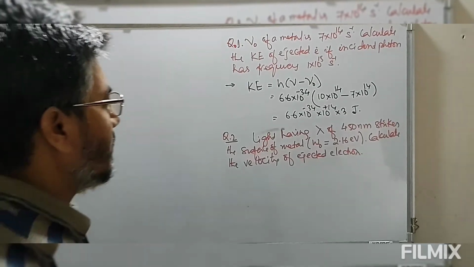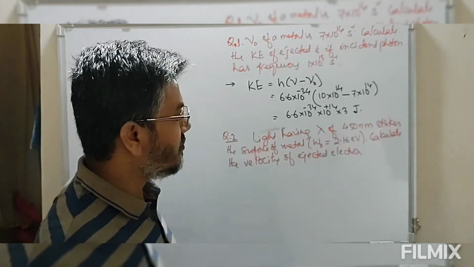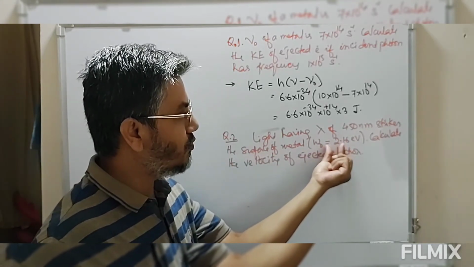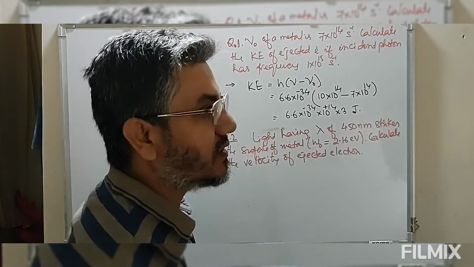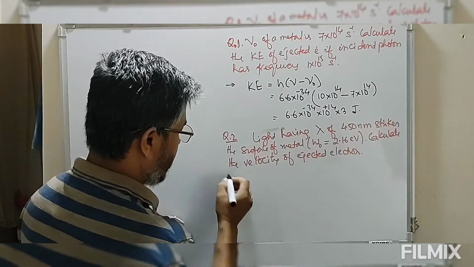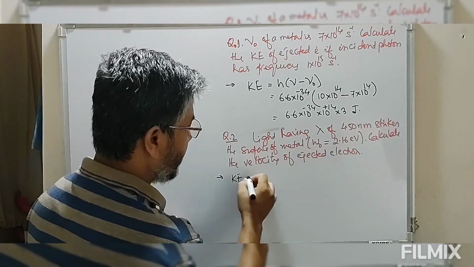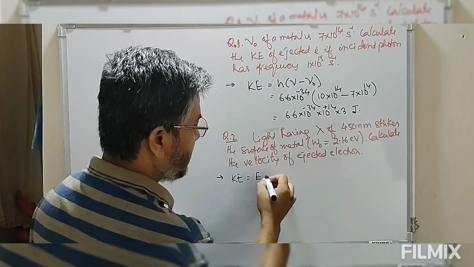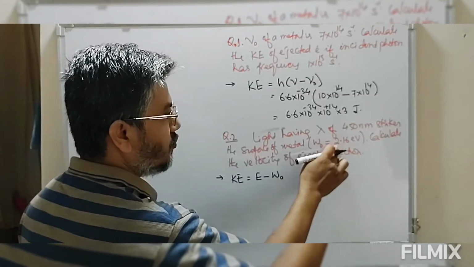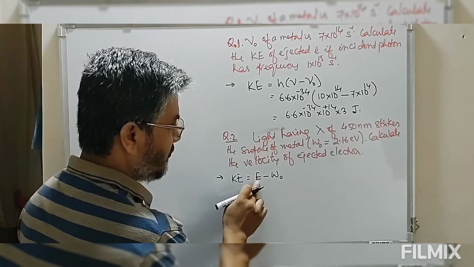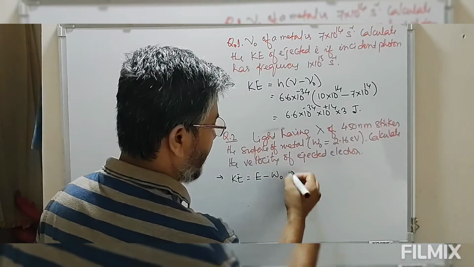So look at this. Now a light with wavelength 450 nanometer strikes the surface of a metal. The work function of that metal is 2.16 electron volt. Calculate the velocity of the ejected electrons. The question says velocity, so we have to find the kinetic energy. Kinetic energy is the energy of incident photon minus the work function. The work function is already given as 2.16 electron volt. We have to find the energy corresponding to this wavelength. Now from this kinetic energy we have to find the velocity.